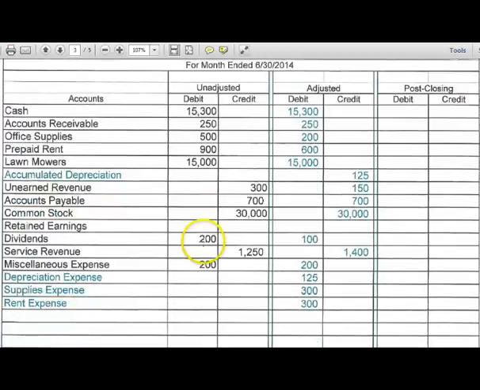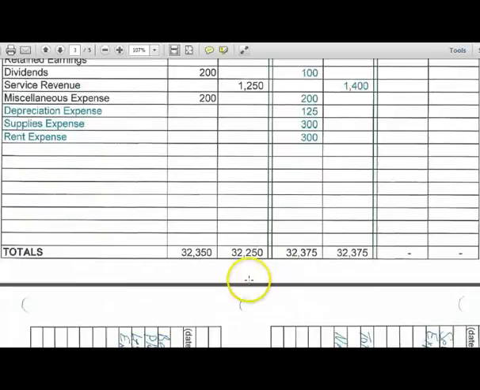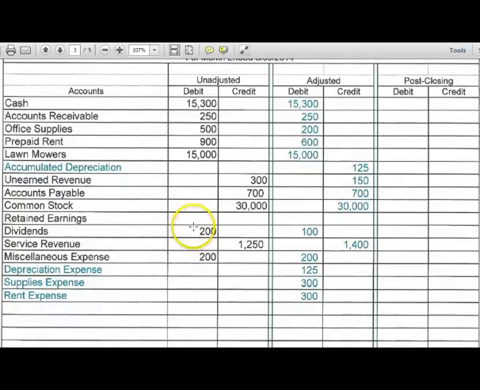I just discovered an error here. This actually should be $100. So that should be $100, and that does not change this total. This still would be $32,350. So I'm not sure what happened there, but just for clarification, that should be $100. And by the way, I would change it.